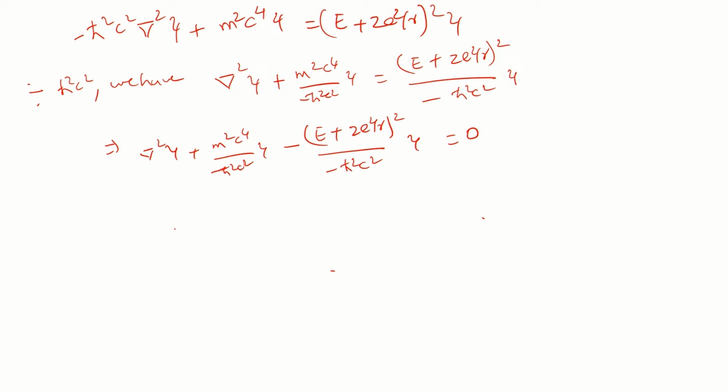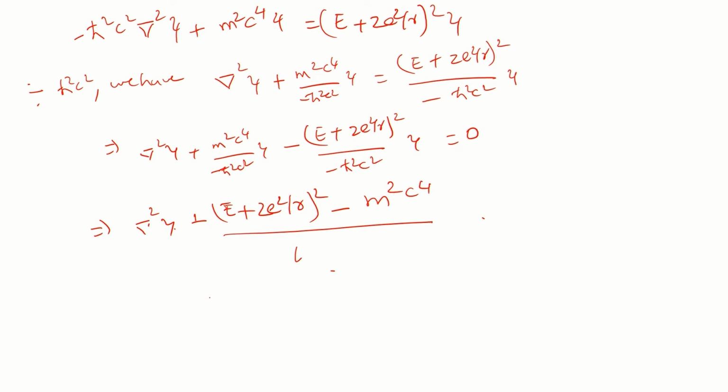I make the denominator as common and the negative sign is removed, so that we have del square psi, this minus and minus become plus, this plus and minus become minus. So, I am writing del square psi plus E plus Z square by R whole square minus m square C power 4 by H cross square C square into psi equal to 0. This is one major equation.